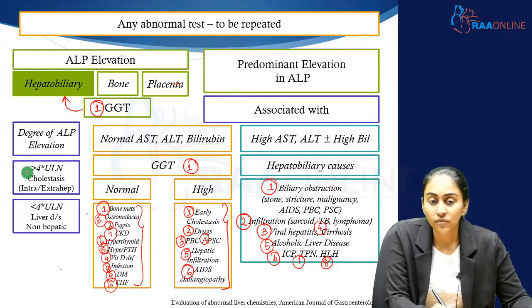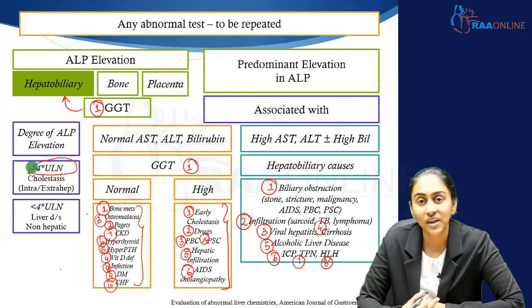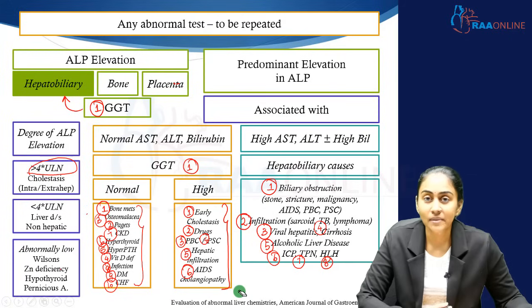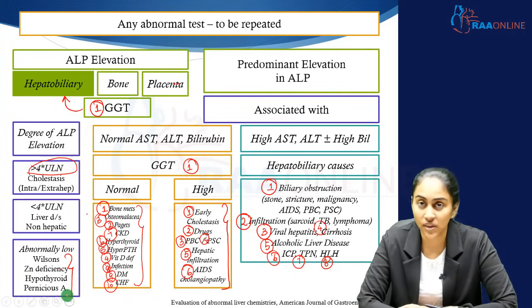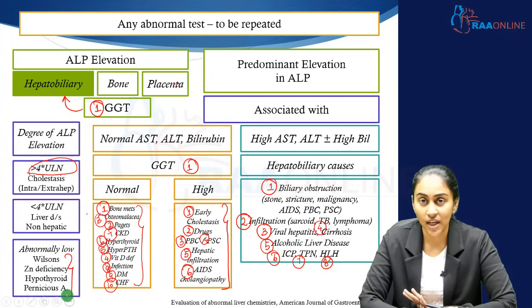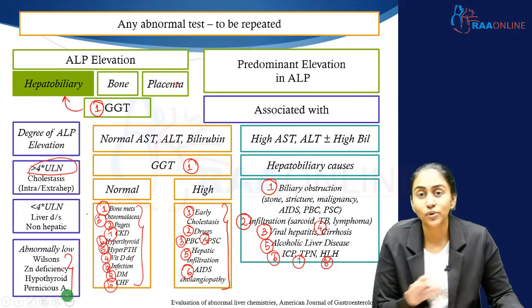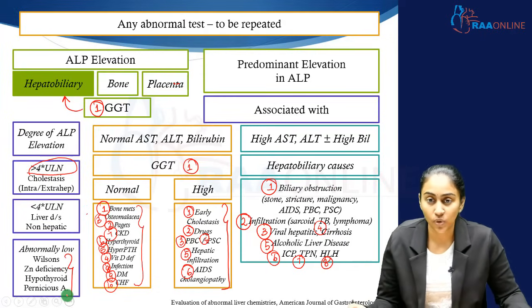Suppose it is more than 4 times the upper limit of normal, remember that it is almost always cholestasis. But this does not help us to differentiate between an intrahepatic and an extrahepatic cholestasis. And finally, sometimes alkaline phosphatase can be abnormally low, and that's when you'll think of Wilson's, zinc deficiency, hypothyroidism or pernicious anemia. So, the important thing to remember is that if it is more than 4 times the upper limit of normal, almost always cholestasis, but we don't know whether it is intrahepatic or extrahepatic. For that, we definitely need an ultrasound or any imaging.